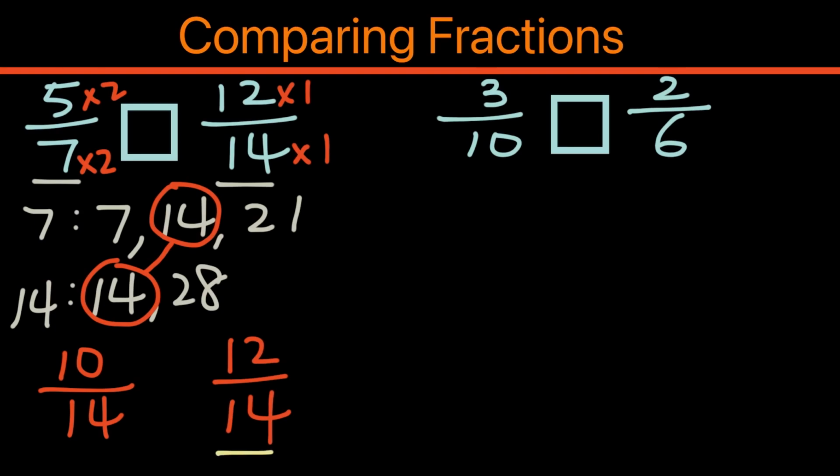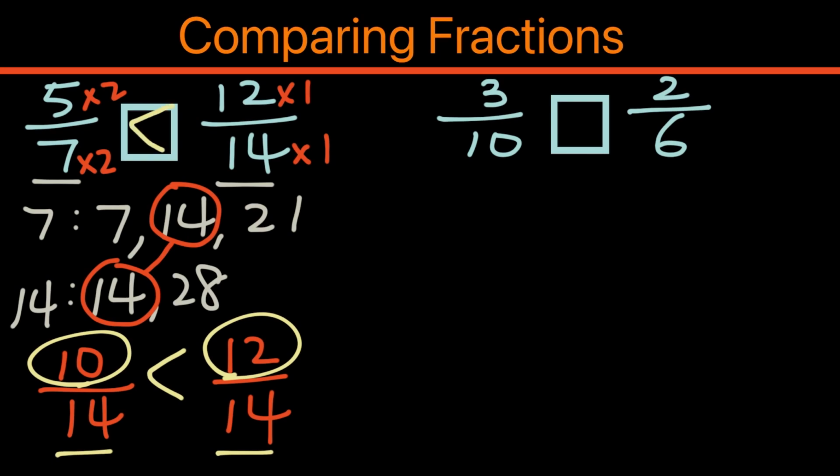Now that the denominators are the same, we can compare the numerators, and 12 is bigger than 10, so it will look something like this. 12 over 14 is greater than 10 over 14. So the final answer is like so.